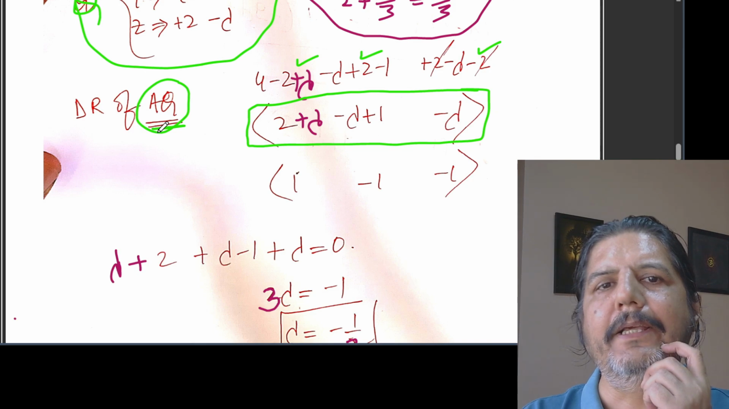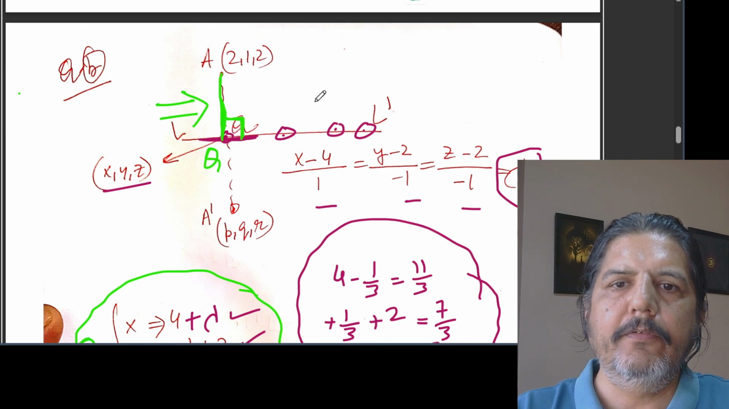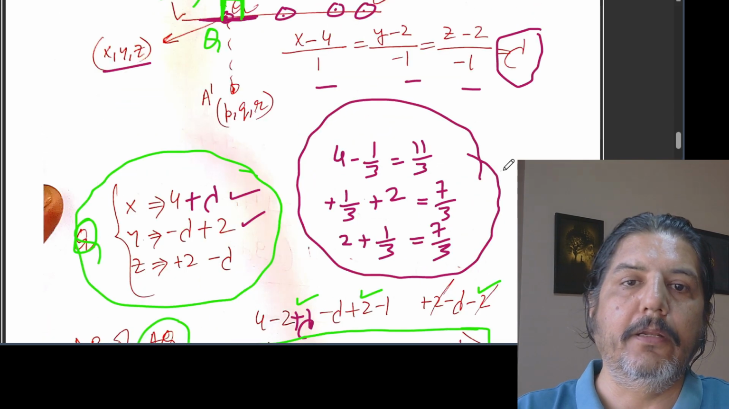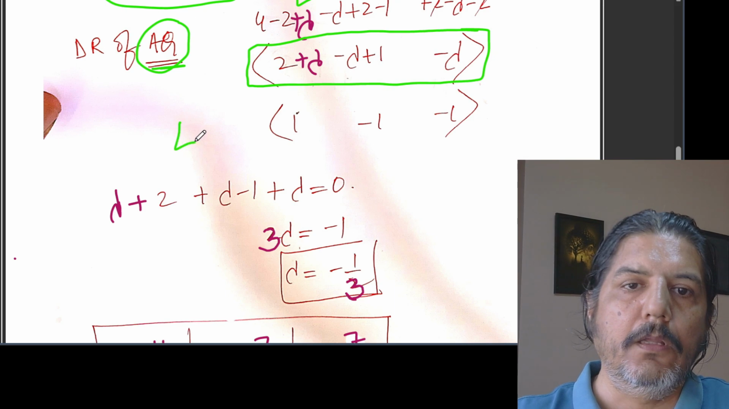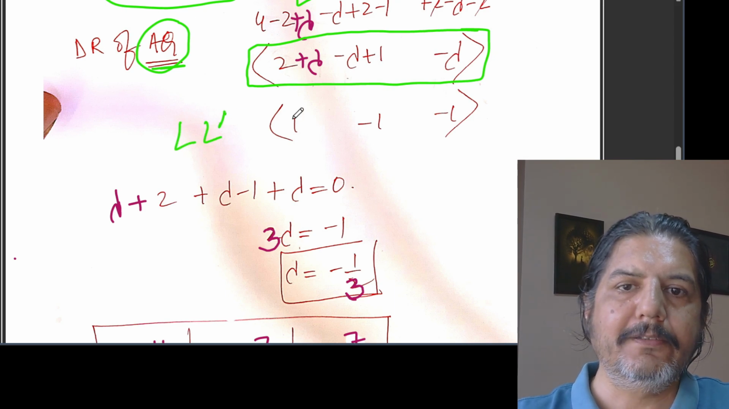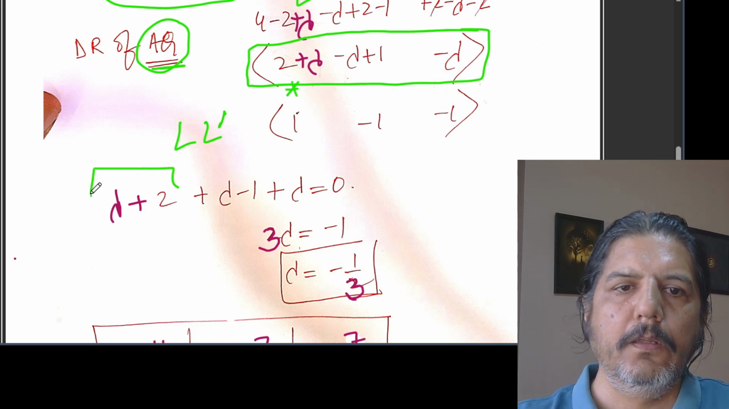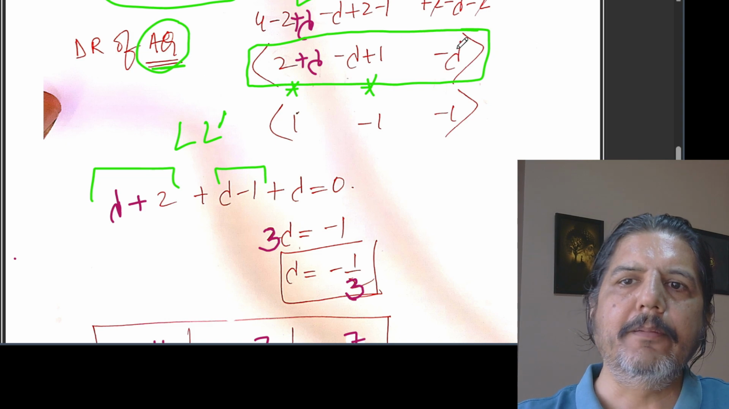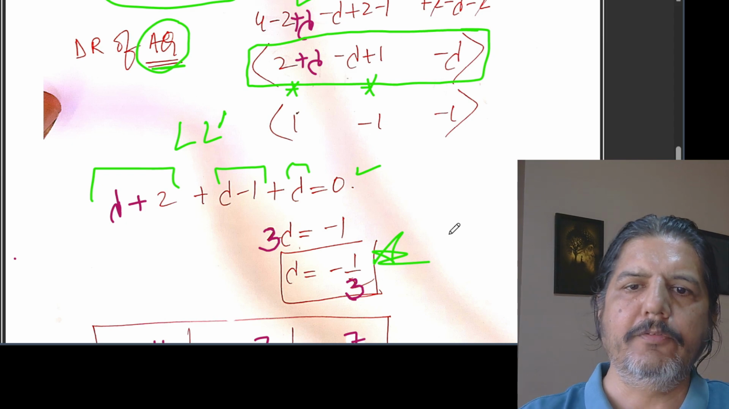This is the direction ratio of the line AQ. It has a lambda in it. I multiply these respective direction ratios with 1, minus 1 and minus 1, which is the direction ratio of line LL dash. So I multiply 2 plus lambda by 1, and minus lambda plus 1 by minus 1, and I get lambda minus 1 minus lambda minus 1, which equals 0. When I solve this, I get the value of lambda to be minus 1 by 3.